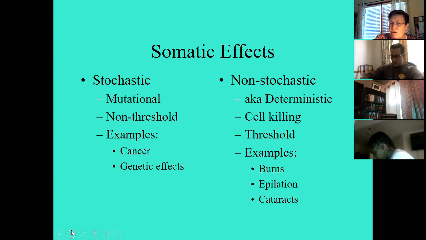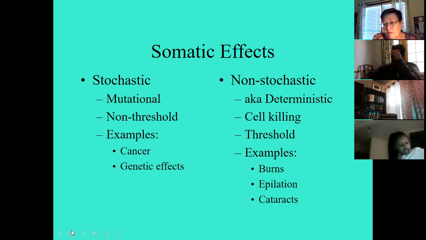They are also based on probability. A single photon can cause the effect, but the greater the number of photons you're exposed to, the greater the probability of the effect. So for example, if I were exposed to a single photon to my liver, I could potentially develop liver cancer. It's not very probable or not very likely because I only was exposed to one photon.